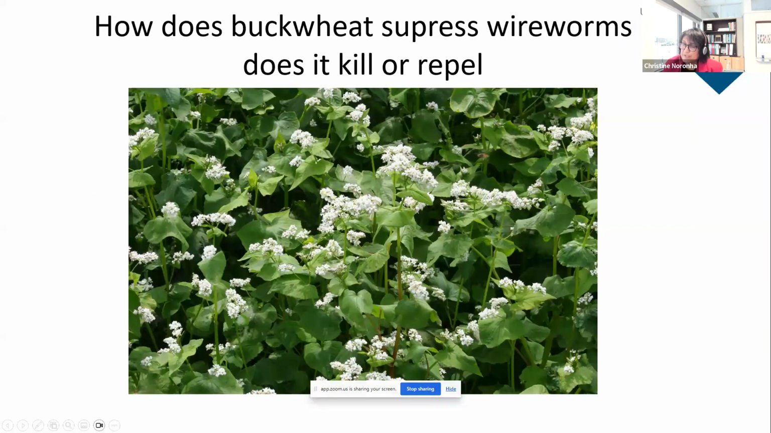For buckwheat, when we started this trial, we didn't know why buckwheat worked. There was this assumption out there that it repels the wireworms. But we didn't think that was all it was doing, because we know that wireworms are quite capable of surviving without food for a long time. So it couldn't be just repelling wireworms, because they would still be there. And then we also found fewer wireworms. Why were we finding fewer wireworms in our fields? So we knew that there was something else going on there.